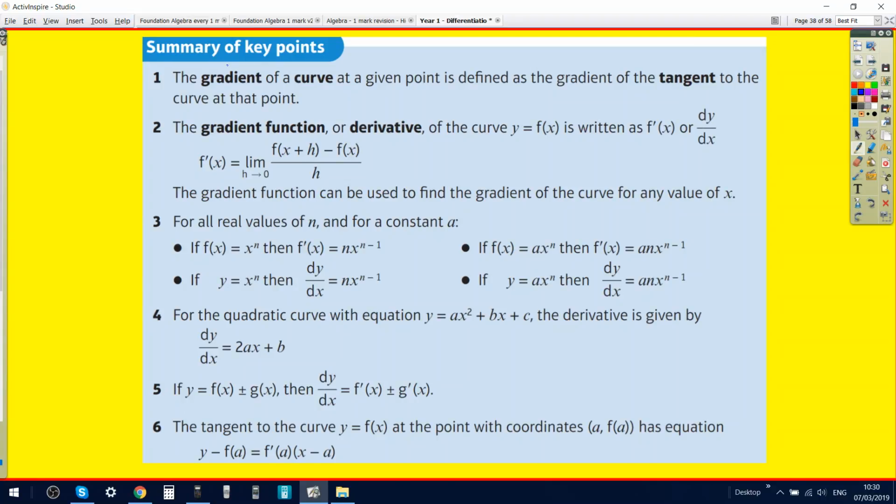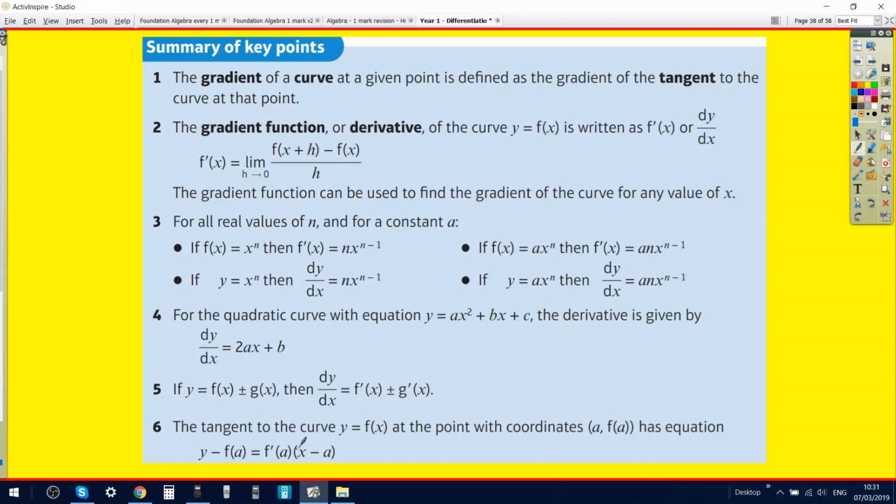So the gradient of a curve is the gradient of the tangent at that point. This whole thing comes from y2 minus y1 over x2 minus x1. If you do that for a curve instead of a straight line, you get this formula where it's power times coefficient and subtract 1 from the power. And you can prove that by doing y2 minus y1 over x2 minus x1 for a curve. So different ways of writing it: f(x) is f'(x), y becomes dy/dx. You can use different letters.